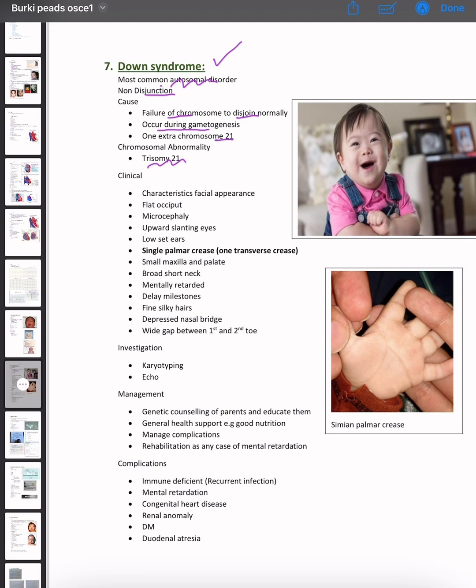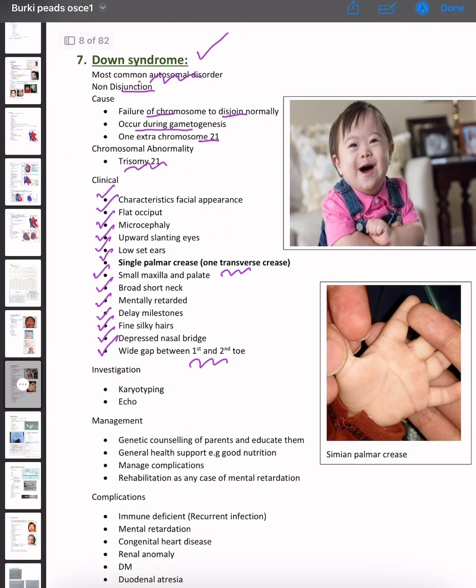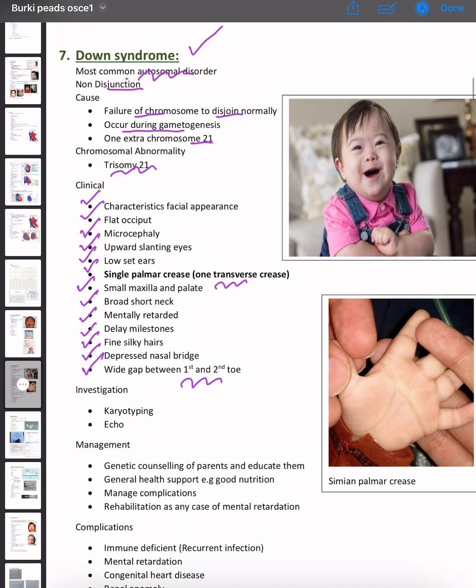What are the clinical appearances of the patient? Characteristic facial appearance, flat occiput, microcephaly, upward slanting eyes, low set ears, single palmar crease, one transverse crease, small maxilla and palate, broad short neck, mentally retarded, delayed milestones, fine silky hairs, depressed nasal bridge, wide gap between first and second toe. These are all the characteristic features of the Down syndrome patient.